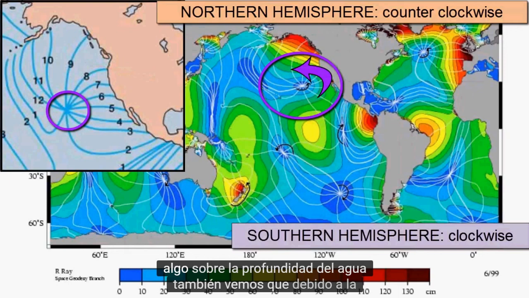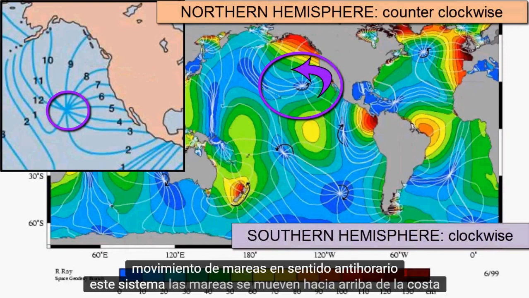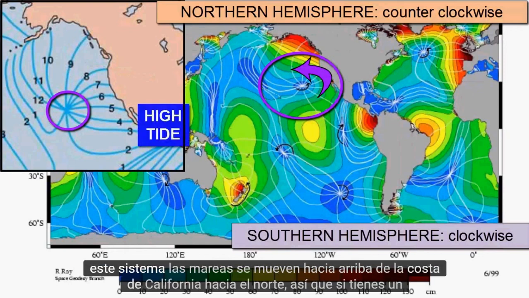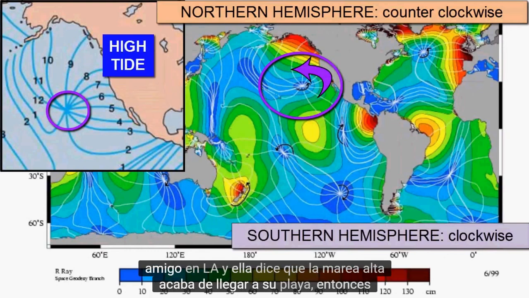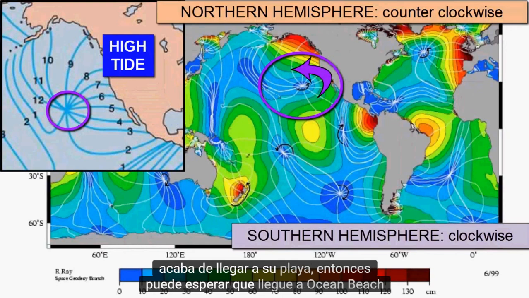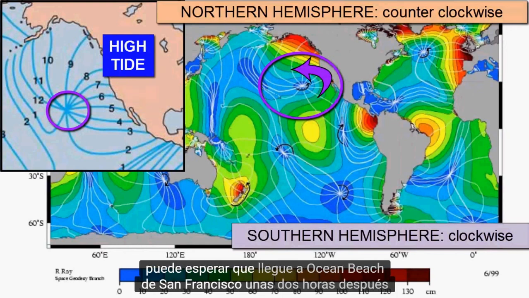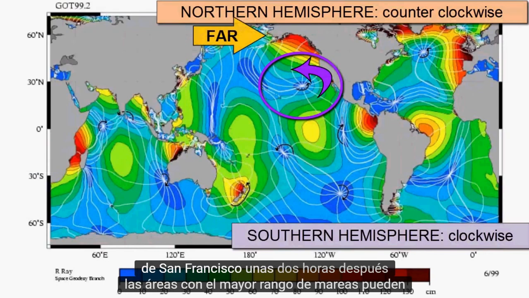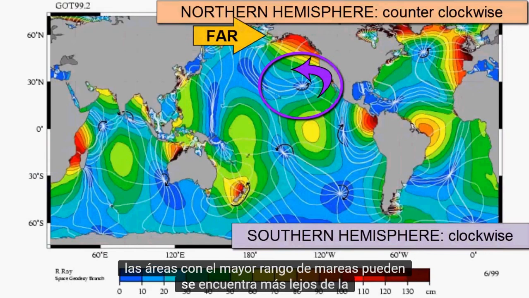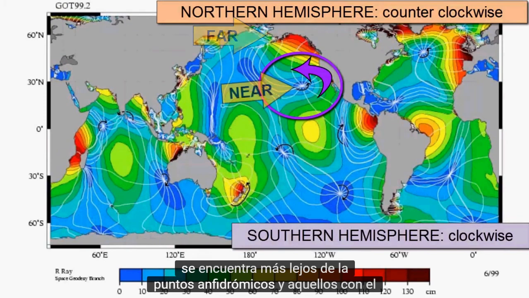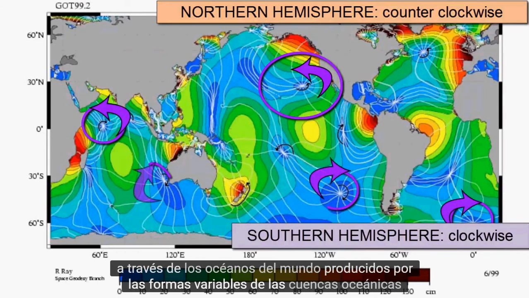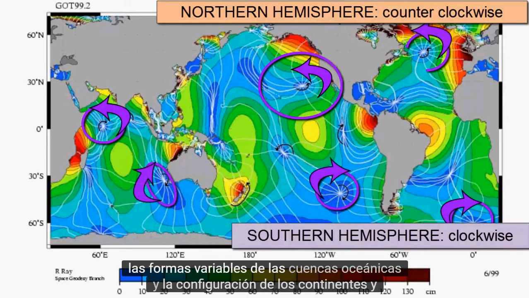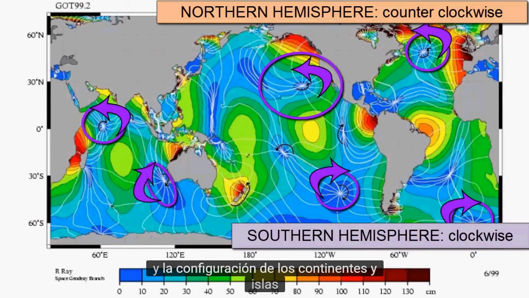We also see that due to the counterclockwise movement of tides in this system, the tides move up the coast of California northward. So if you have a friend in LA and she says the high tide has just arrived at her beach, then you can expect it to arrive at Ocean Beach off San Francisco about 2 hours later. Areas with the largest tidal range can be found further away from the amphidromic points, and those with the least tidal range are closest to them. There are many amphidromic systems across the world's oceans, produced by the varying shapes of the ocean basins and the configuration of continents and islands.